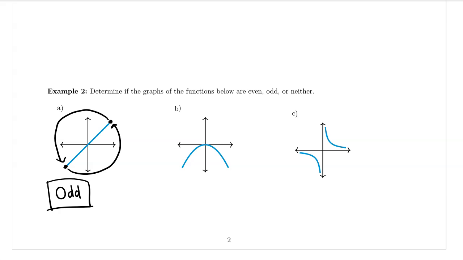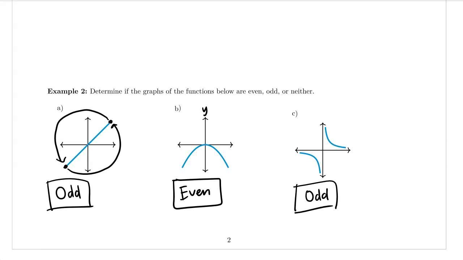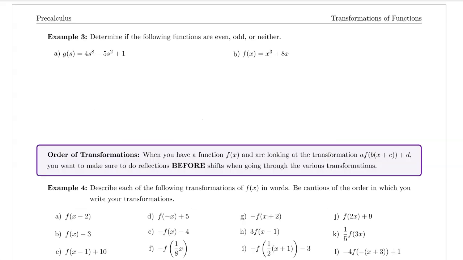In part B, if I were to mirror this or reflect this graph over the y-axis, it would give me the exact same graph, which means that this is an example of an even function. And in part C, if I took this graph and rotated it about the origin, or reflected it about the origin, or rotated it 180 degrees, we'd get the exact same graph. So this is odd.